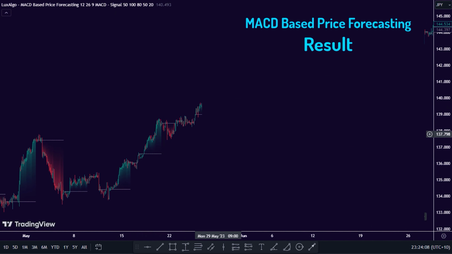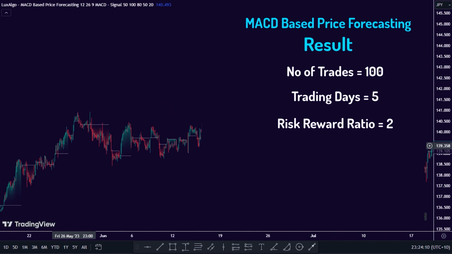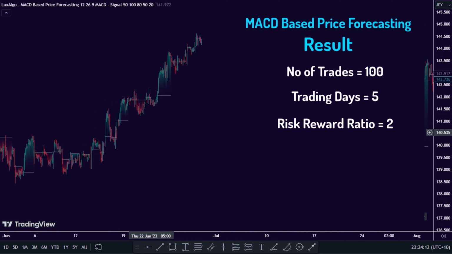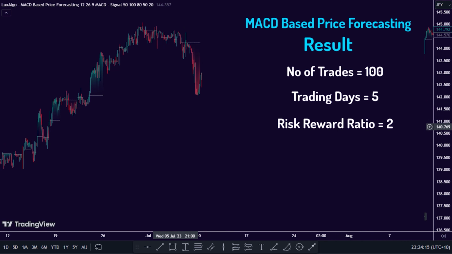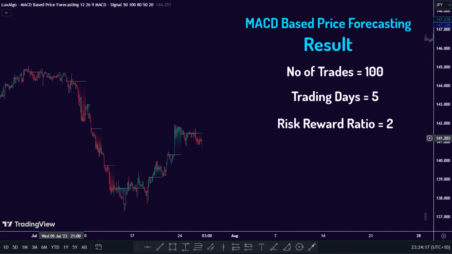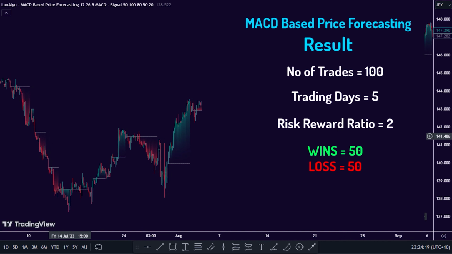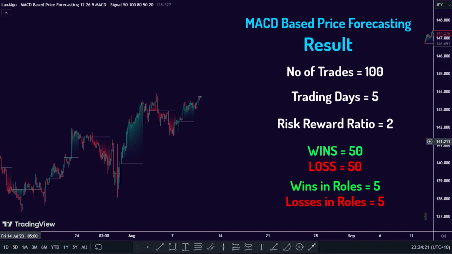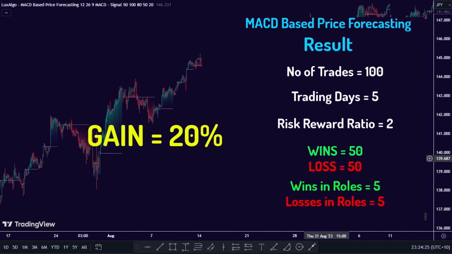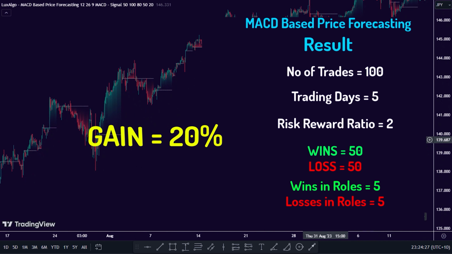This is the result I got after executing 100 trades. I implemented the 2 risk-to-reward ratio, 100 trades within 5 days. I got 50 wins and 50 losses. The most wins in a row is 5. The most losses in a row is 5. The gain on the account is 20%. Here's a fair trading record.